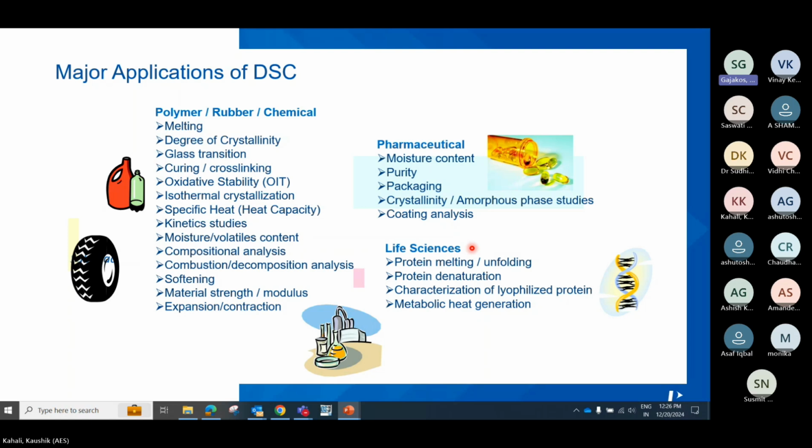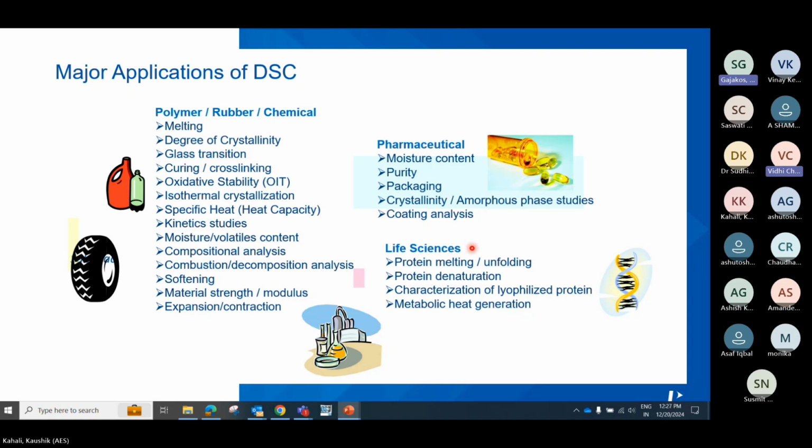From polymer, rubber, or chemical material, which is mostly analyzed with the help of DSC, the kind of information we can get includes melting temperature, degree of crystallinity, glass transition, curing temperature, cross-linking temperature, then oxidative stability, OIT, isothermal crystallization, specific heat, kinetic studies, then moisture or volatile contents, compositional analysis, combustion, decomposition analysis, softening of the material, then material strength, modulus, expansion, or contraction. This kind of information we can get from the polymers, the rubbers, or the chemicals.